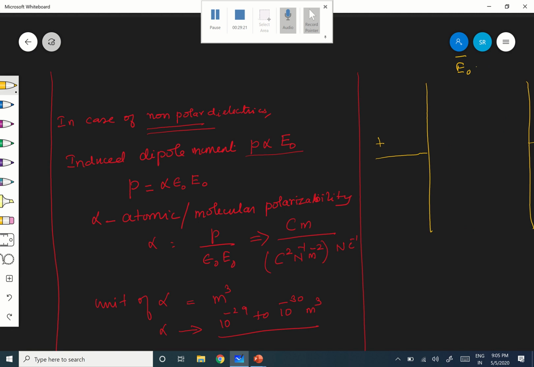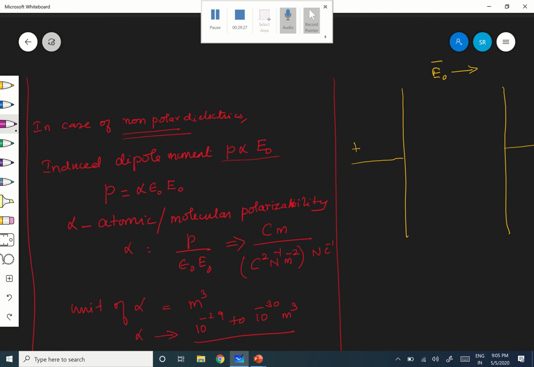Now this is E naught. So now I am inserting a non-polar dielectric, and I am going to name it ABCD. It is kept inside. Now let it be A, B, C, D, whatever it is. Now, when I am keeping it inside, the electric field is E naught. E naught is an external electric field, it is outside. Now, each and every molecule or atom inside will get uniformly polarized.